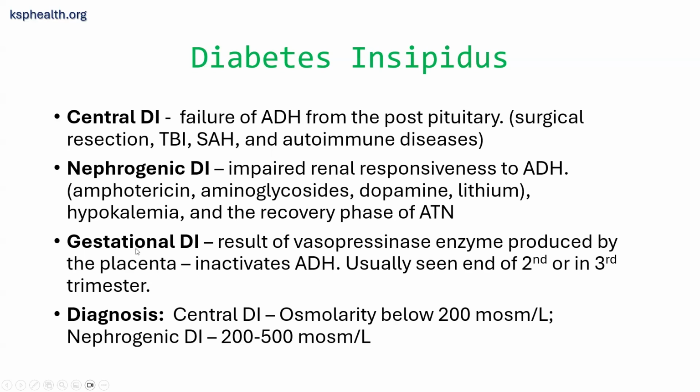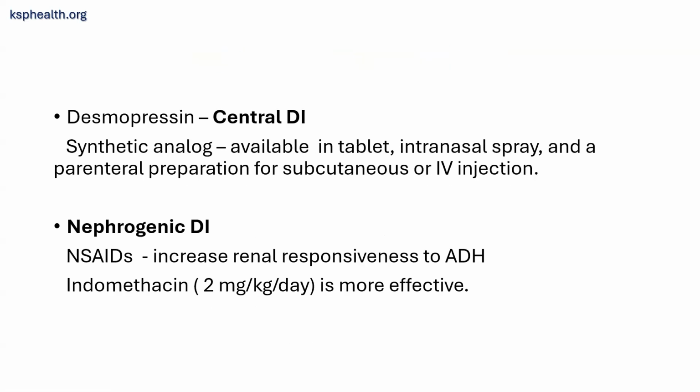How do you make the diagnosis? Look at the urine osmolality, usually below 200 milliosmoles. I usually check the urine specific gravity, usually 1.005 or less. In nephrogenic DI, the osmolality is 200 to 500 milliosmoles. How do you treat? Central DI, treat with desmopressin.